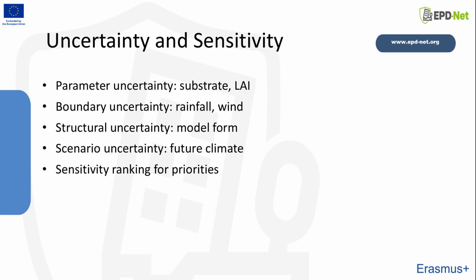Uncertainty comes in several flavors. Parameter uncertainty covers substrate and vegetation properties, drainage behavior, and irrigation schedules. Boundary uncertainty comes from weather variability, especially rainfall intensity patterns and wind. Structural uncertainty comes from the model form itself, meaning which processes are included or simplified. Scenario uncertainty includes future climate pathways and changes in maintenance over time.